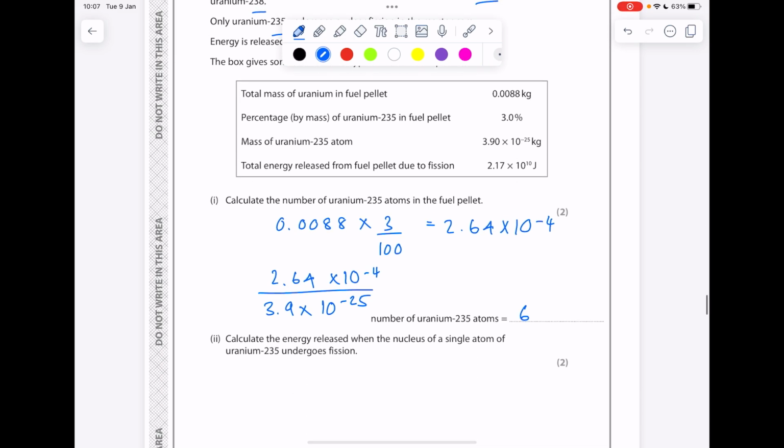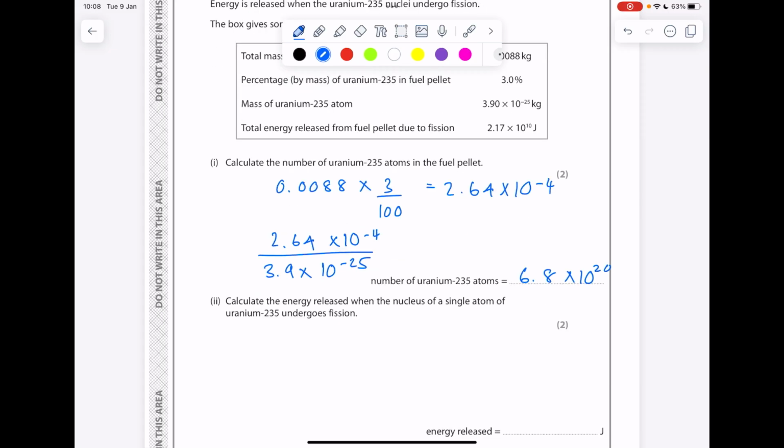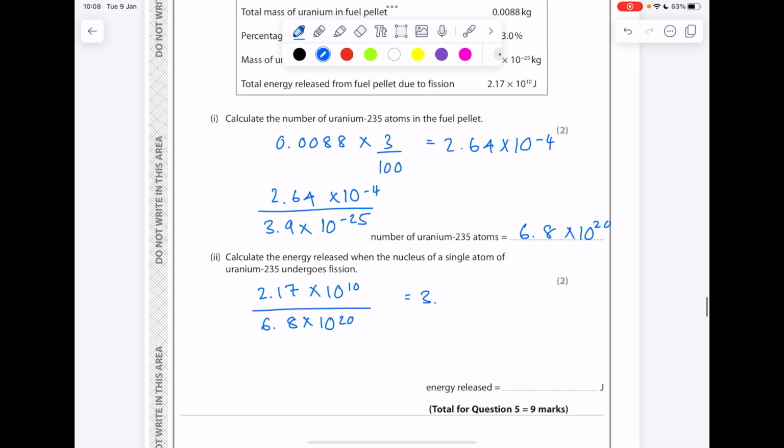And that gives you 6.8 times 10 to the 20 number of atoms. That's a very large number. That's quite a lot of work for 2 marks. Calculate the energy released when the nucleus of a single atom of uranium-235 undergoes fission. So we take that total energy released from the fuel pellet, which is this number of joules, and then divide it by the number of atoms we've just calculated. That becomes 3.19 times 10 to the minus 11.